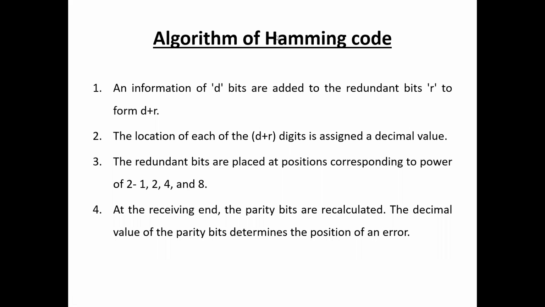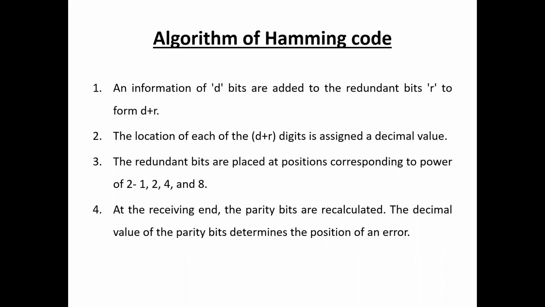Next, the algorithm of Hamming code. Here, first we take D bits. D bits are added to R bits, the redundant bits, to form D plus R. Suppose D bits are 4 and R bits are 3. So the total number of bits in the data is 4 plus 3, that is 7 bits.